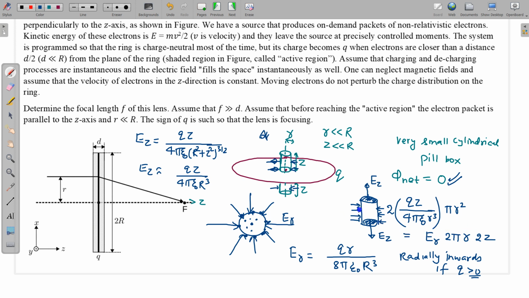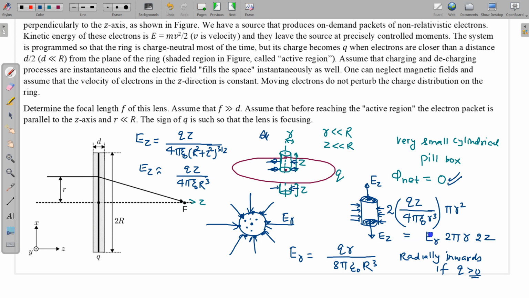So all these points are very near to the center, and almost in the plane of the ring. So Er is the electric field, we can say, in the plane of the ring at a point which is very close to the center of the ring. So one thing is done, we have calculated Er.